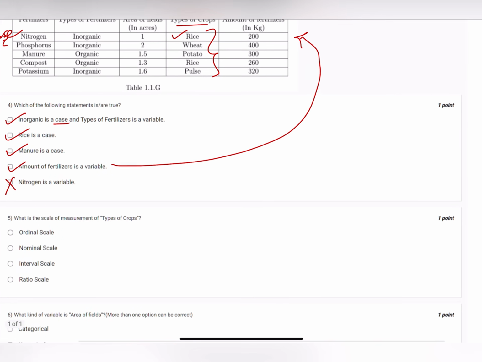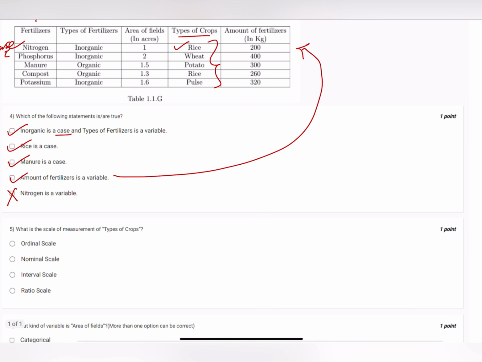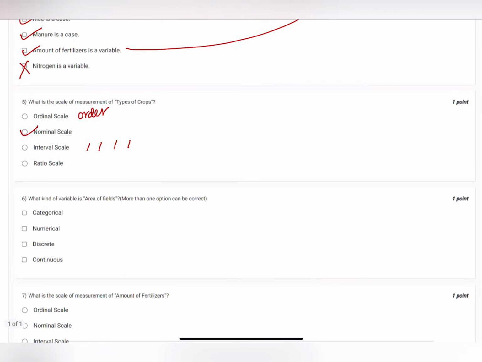Fifth question is what is the scale of measurement of type of crops? See, type of crops, as it's quite evident that this is a nominal kind of scale. Why do I say so? Because in ordinal we have a definite order, in interval we have fixed intervals, and in ratio we have a fixed quantity that has a zero. So out of all the options, nominal scale is the correct answer.